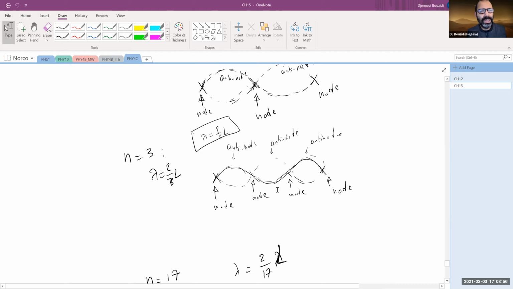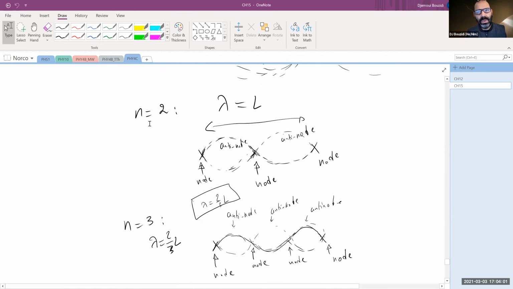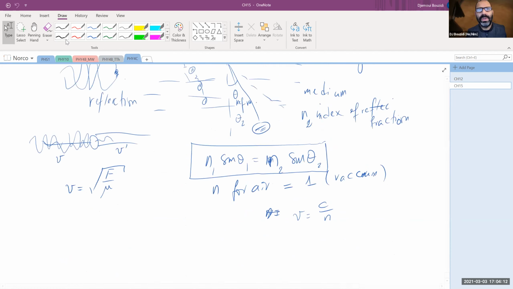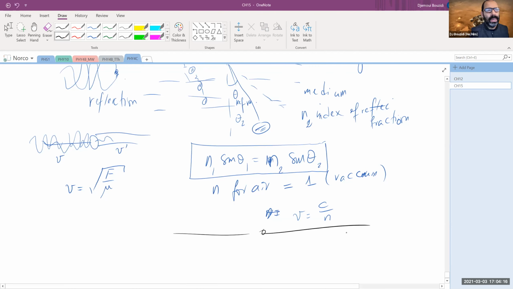I was counting the number of antinodes versus the number of nodes. We found that the number of antinodes is exactly equal to n, and the number of nodes is one more than that number. The blue stuff here is for the lab, not for the lecture. That is in a nutshell what we did last time.